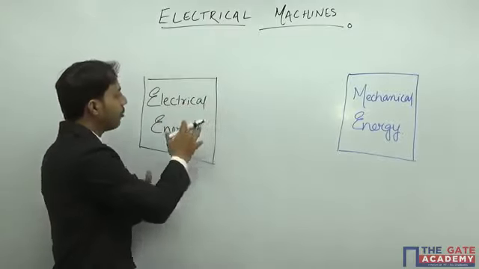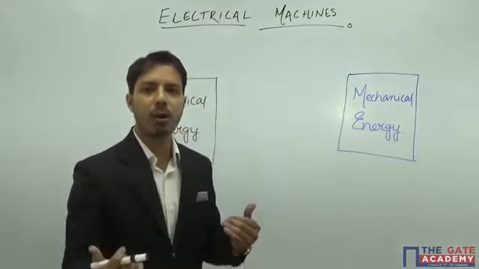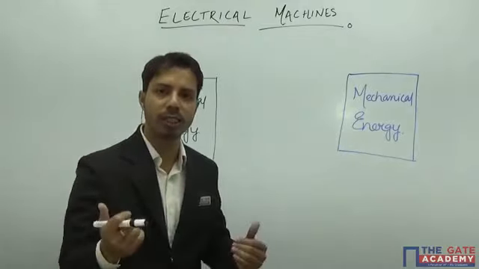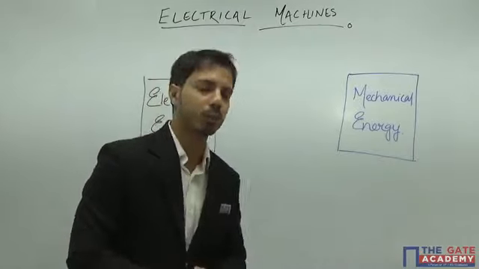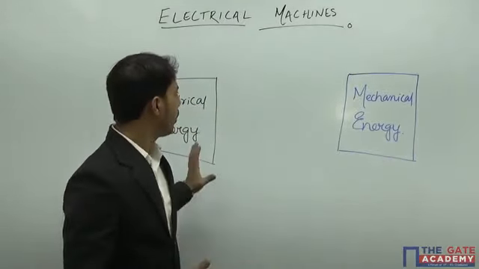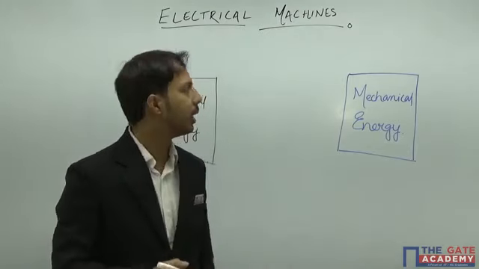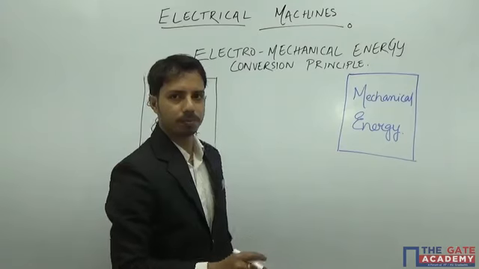A transformer converts electrical energy to electrical energy itself, but it changes the voltage levels and the current levels, while the power remains the same. So you see, all the machines that we are going to study will depend on one principle, called the electromechanical energy conversion principle.